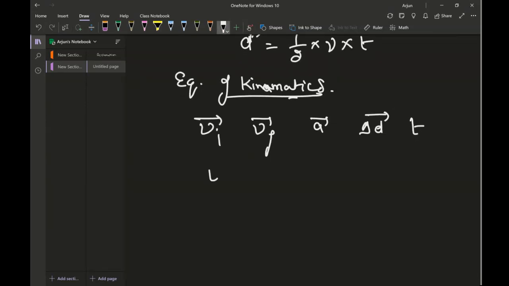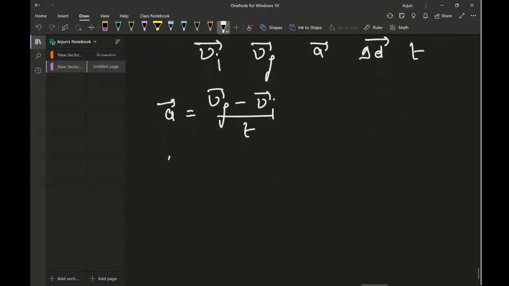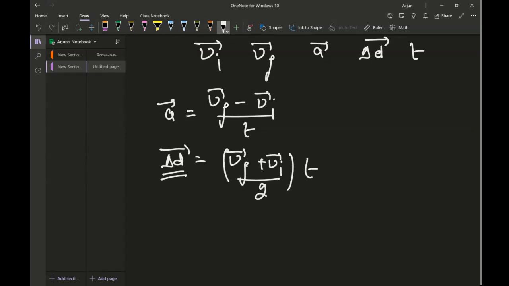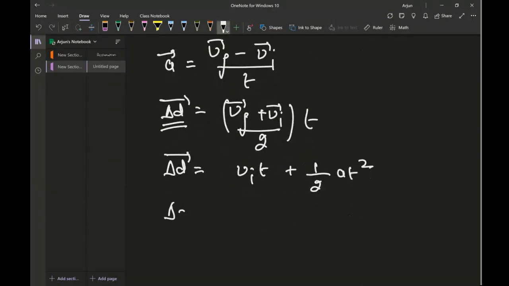One of the equations is velocity final minus velocity initial divided by time, that is equal to acceleration. Another equation is delta D, which means the change in displacement, is equal to V final plus V initial divided by 2, multiplied by time. And then the next equation is delta D is equal to V_i t plus half a t squared. And then the next equation is delta D equal to V final times time minus half a t squared. And then there is one more.